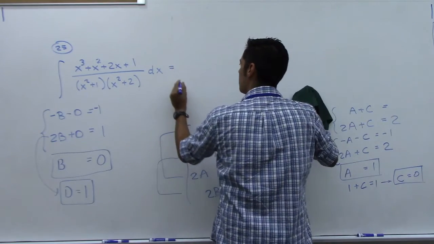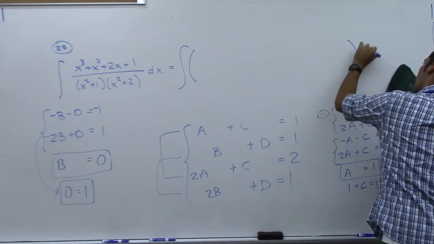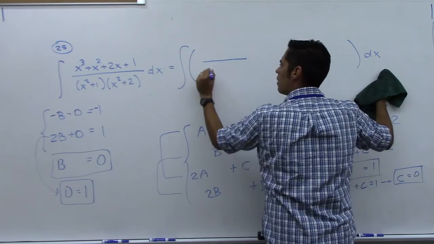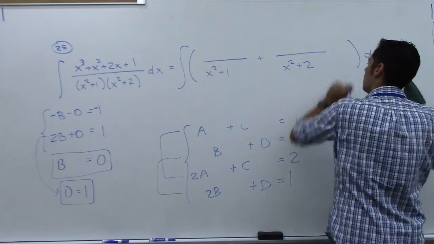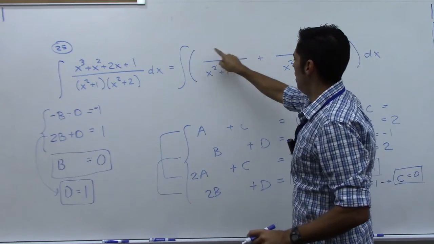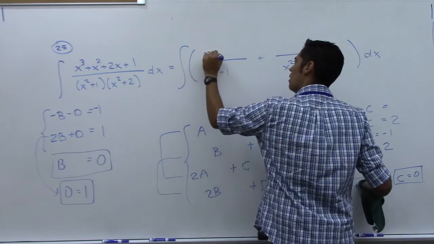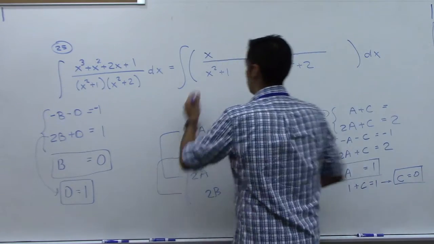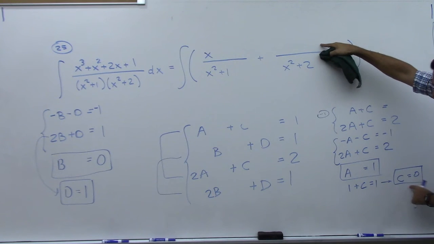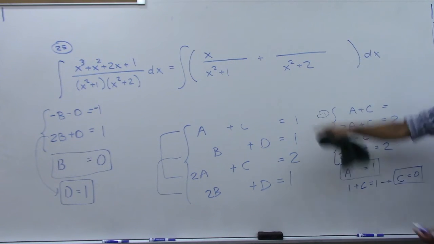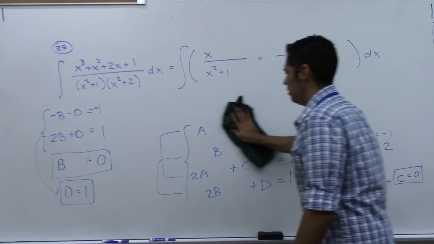This is equal to the integral. Over x squared plus 1, over here x squared plus 2, and it was ax plus b. So a is 1, so 1x plus b, but b is 0, so that's it. And then over here was cx plus d. So c is 0, so no x's, and d is 1, so it's just 1 right there. That's nice. That's real nice.